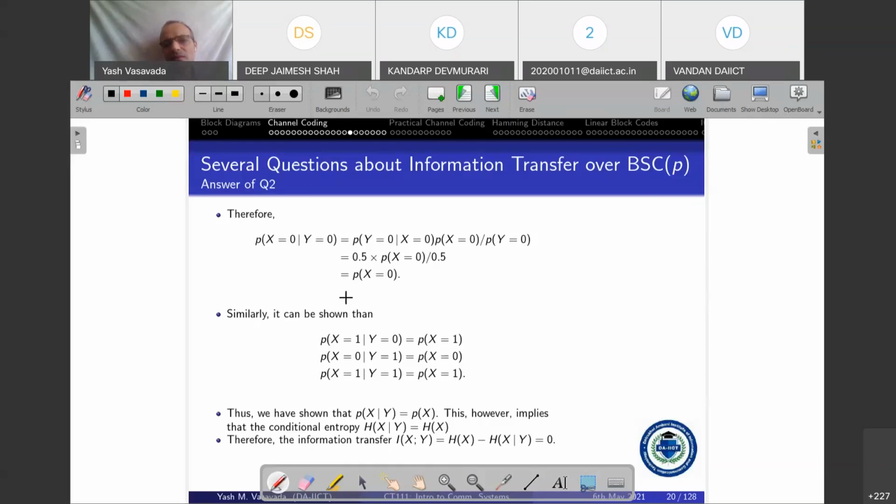And it makes some intuitive sense, right? We have said that y and x are independent. So if y is independent of x, then how can the transmitter send something with the aim of influencing the receiver?